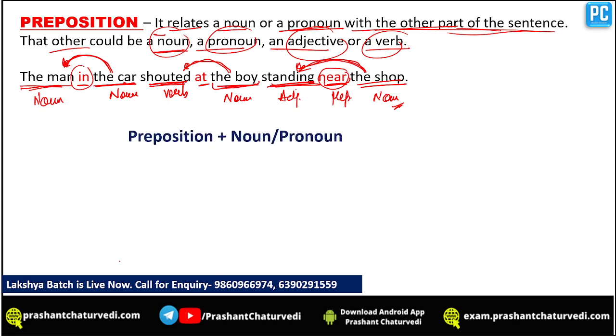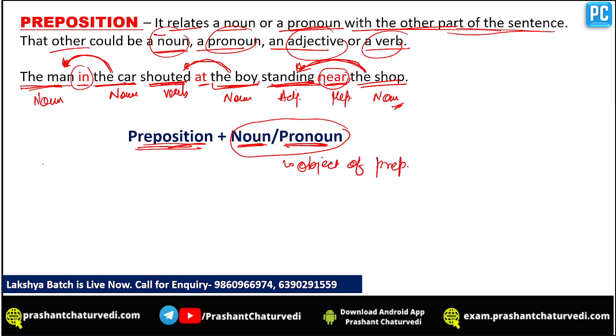Clear? The most important thing that we have to learn in this lecture, the most important thing in this word category preposition, is that any noun or a pronoun used after a preposition becomes an object of preposition. If a noun or a pronoun is used after a preposition, it becomes what? An object of preposition. Clear? Any noun or a pronoun used after the preposition is called object of preposition.